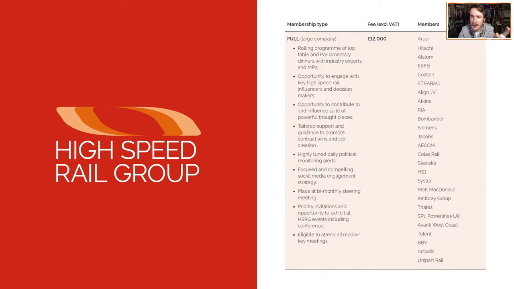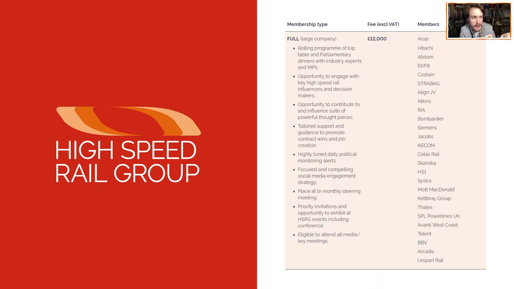Yeah, fine. The key thing to look at, though, is the list of full big cash company members of High-Speed Rail Group. The fee is 12 grand, and who's in there? Arup, design engineers. Hitachi, build trains. Alstom, build trains. EKFB, build railways. Costain, build railways. Strabag, build tunnels and railways. Align JV, part of the HS2 contractor thing. Atkins, a consultancy. RIA is the railway lobby group.